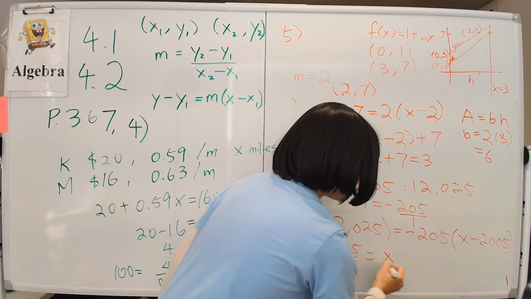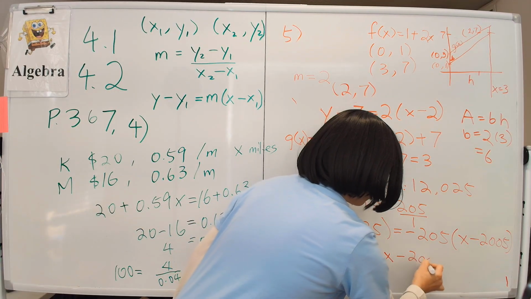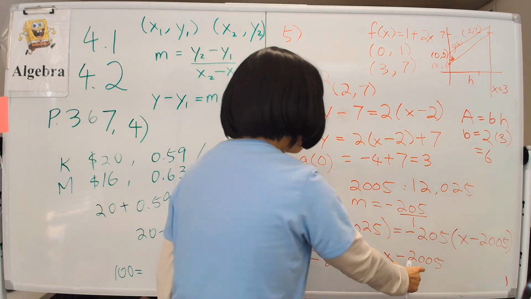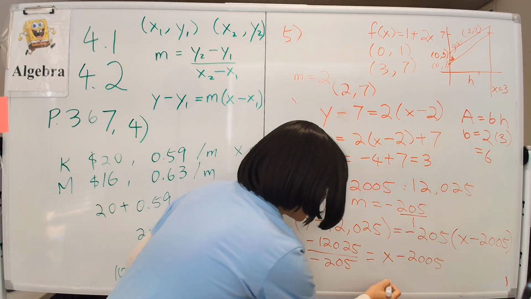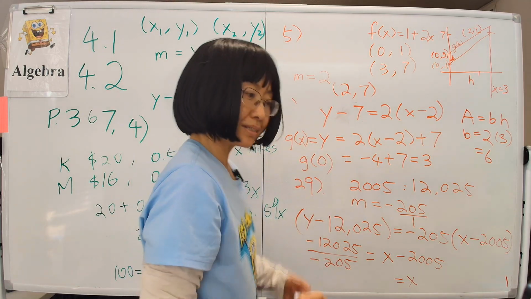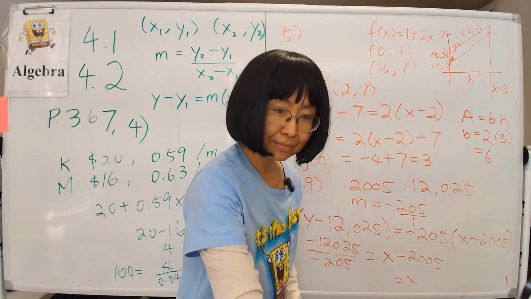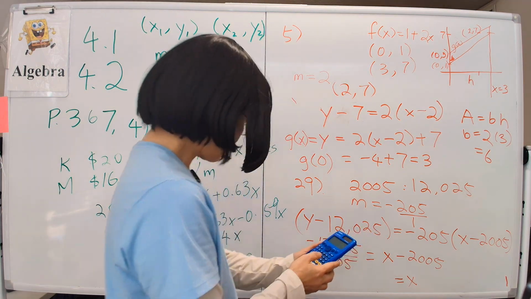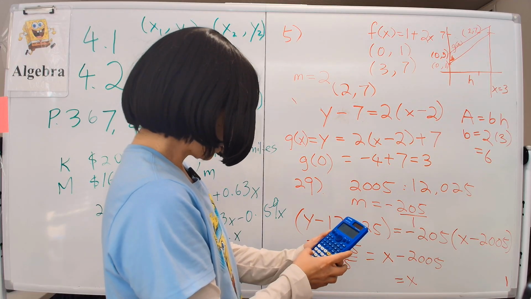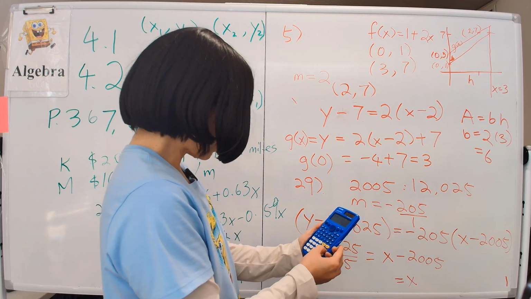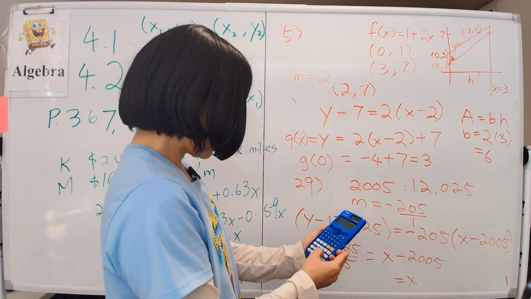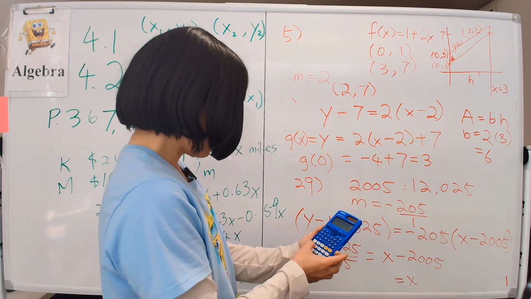So x minus 2005, and that means x equals this value added to 2005. So let's figure out what x is. Let me use the calculator to calculate this. Okay, I found my calculator. I need to turn it on again. Okay, 12025 divided by 205. That will be equal to, and then plus 2005.